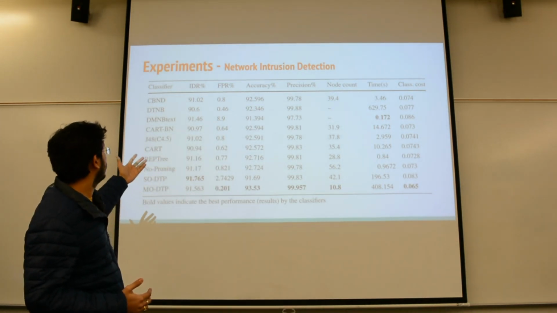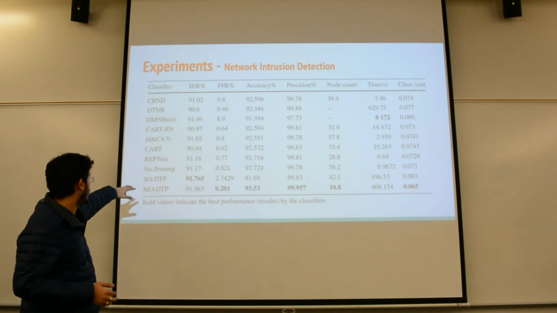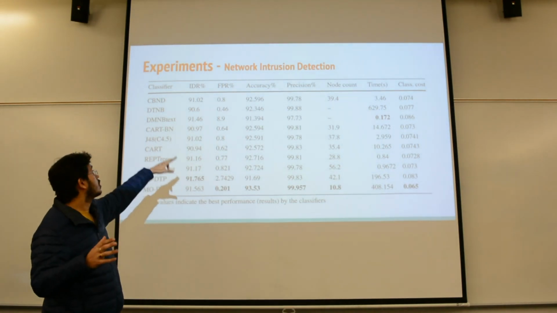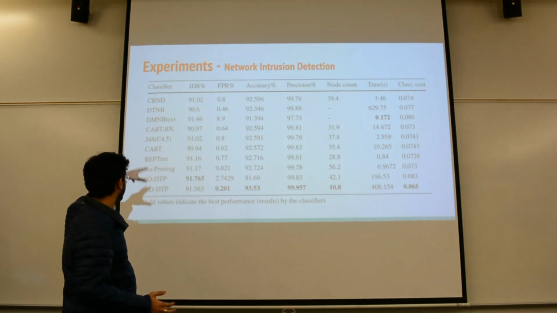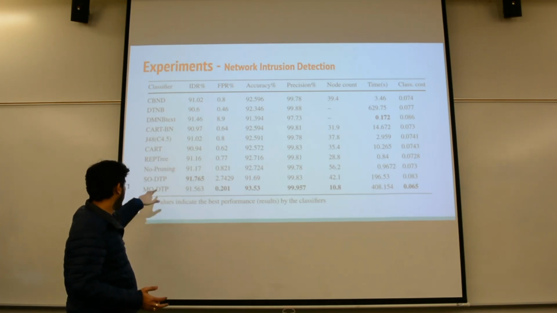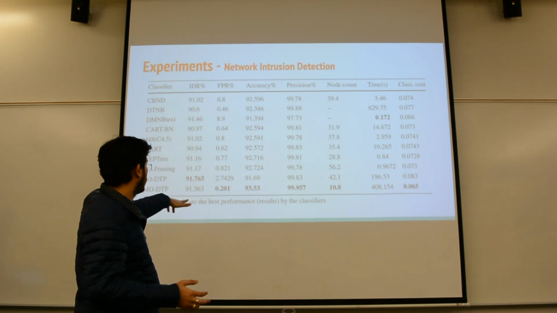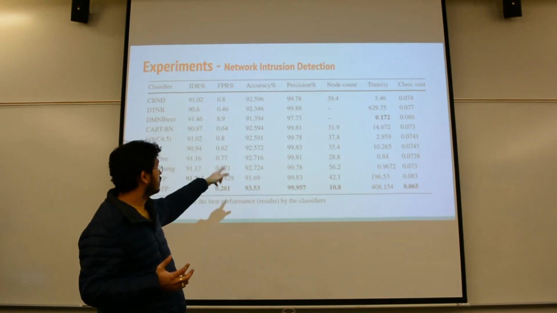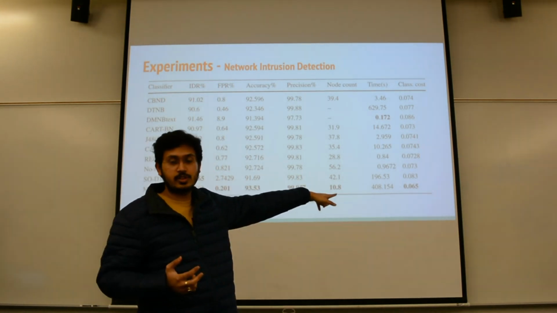This is their results from their experiments, and as we can see, SODTP, which is optimized on the IDR objective, performs best of all these classifiers, while MODTP, which is optimized on both IDR and FPR, not only performs best in FPR, but also in other categories like accuracy, precision, node count, and classification cost.